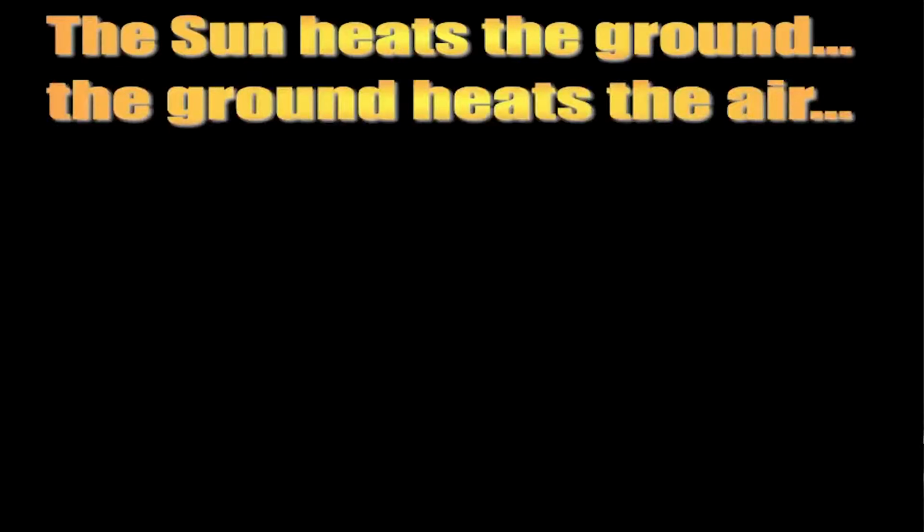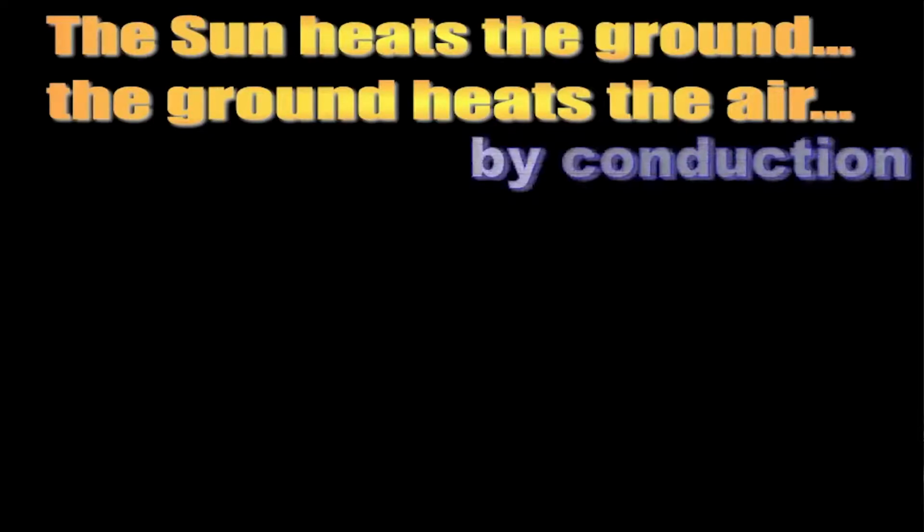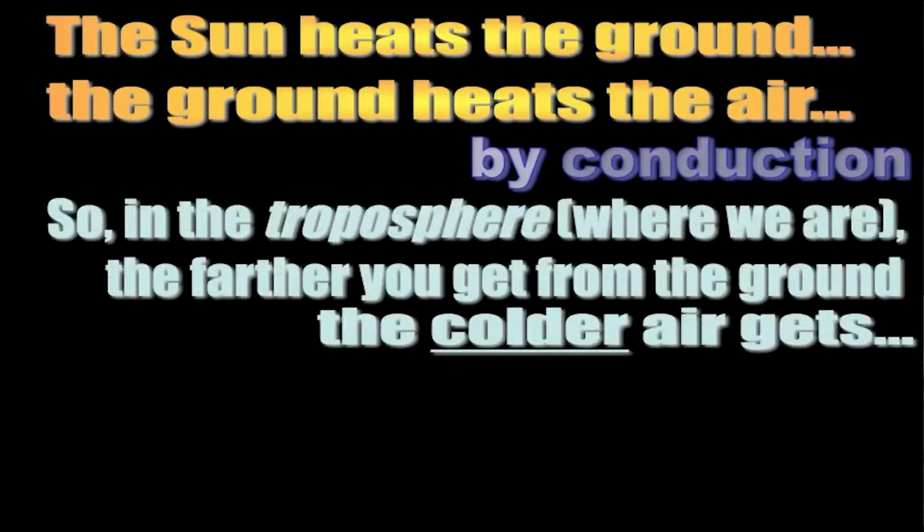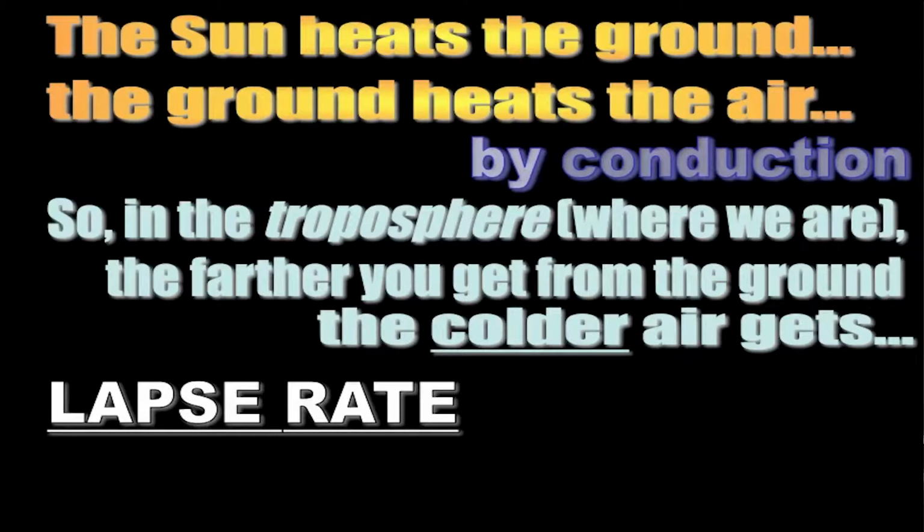But as you get farther away from that heat source, the temperature is going to cool off because the whole process is caused by conduction. The warm ground is touching the air, and that's what's warming our atmosphere. So in the troposphere, the level where we're at in our atmosphere, the farther you get from the ground, the colder the air gets. That's called a lapse rate.